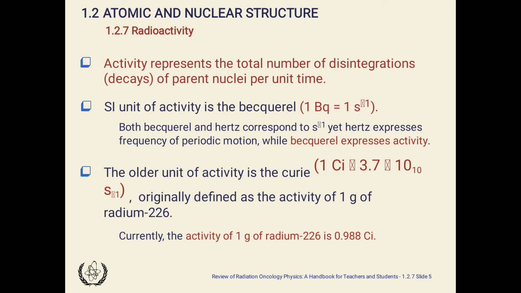Both becquerel and hertz correspond to per second, yet hertz expresses the frequency of a periodic motion while becquerel expresses activity. The older unit of activity is the curie, where 1 Ci is equal to 3.7 × 10^10 per second, originally defined as the activity of 1 gram of radium-226. Currently, the activity of 1 gram of radium-226 is 0.988 Ci.